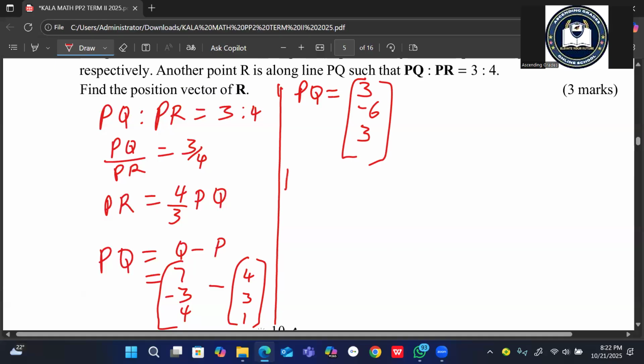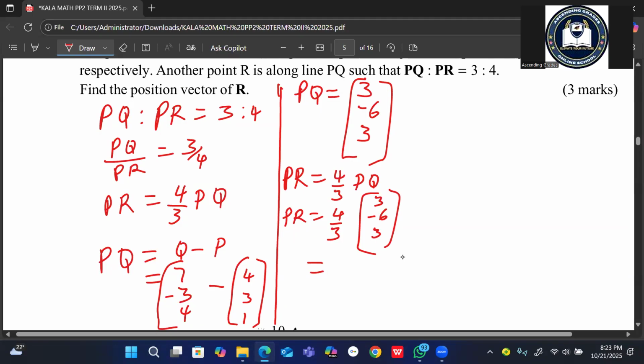We had been told that our PR is 4 over 3 PQ. And we already have our PQ. So we can determine our PR by taking 4 thirds of PQ, and our PQ is 3, negative 6, 3. So this one gives you, the first one is 4, the second one is negative 8, and the third one is 4. So that is our PR.